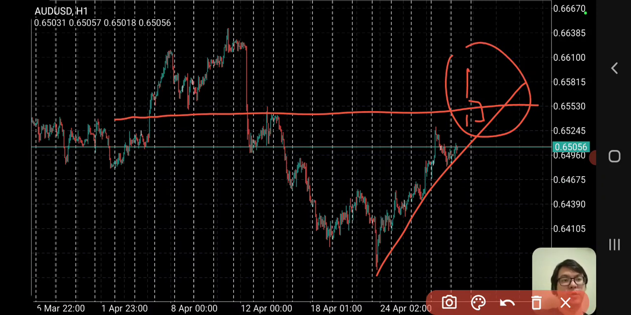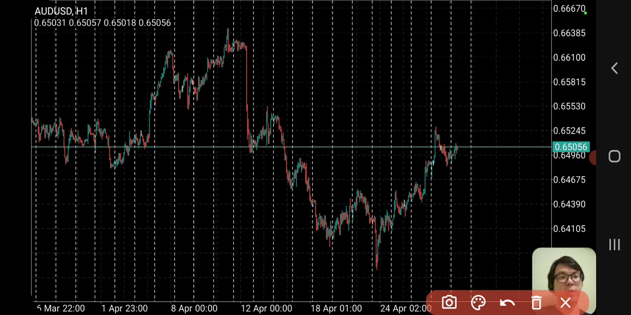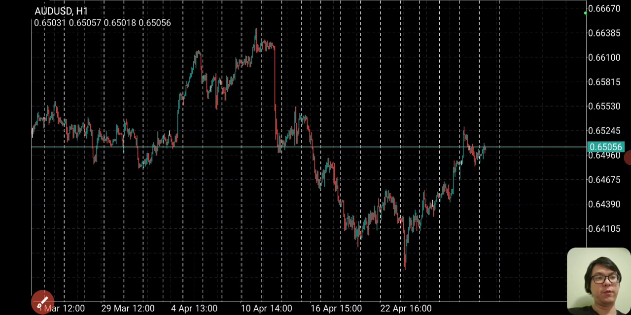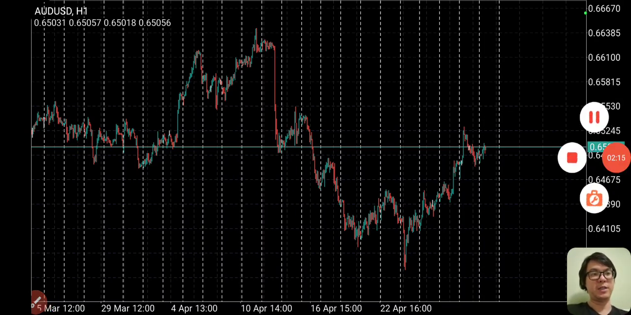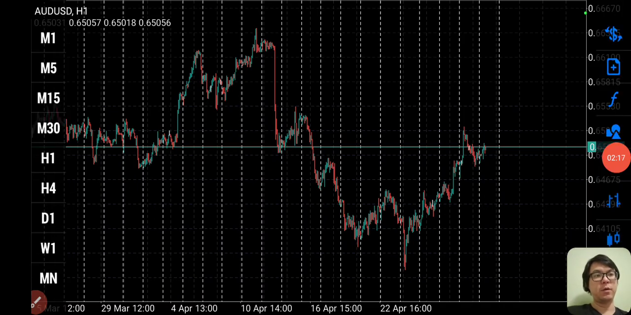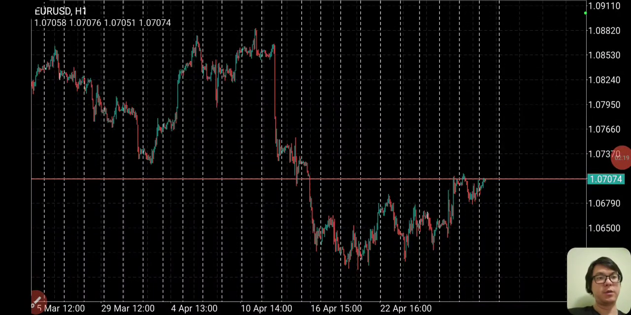So we are going to scan very fast through all the pairs. Once I see a possible setup, I'll point out what I'm looking for. Then we will plan our trade for entry and exit. So let's go to the next pair.